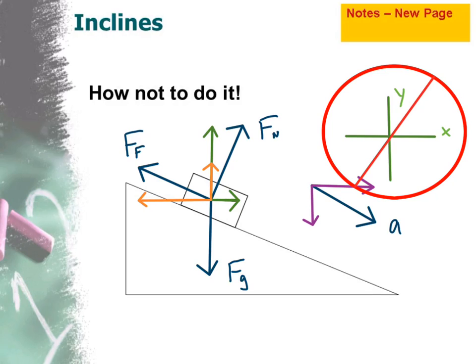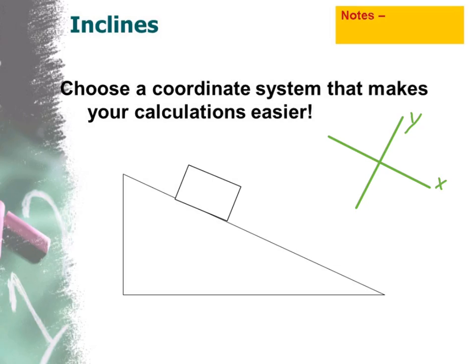So let's not make a coordinate system where y is going straight up and down and x is going left and right. Let's choose a coordinate system that makes our calculations easier. I'm going to rotate this coordinate system so that the x direction goes along the incline. It's parallel to the surface of the incline, and y is perpendicular or normal to the incline. Now, if this really bothers you, what you can do is turn your piece of paper. Now, I can't do that with the screen, obviously, but maybe you can turn your piece of paper, and that might be more helpful for you.